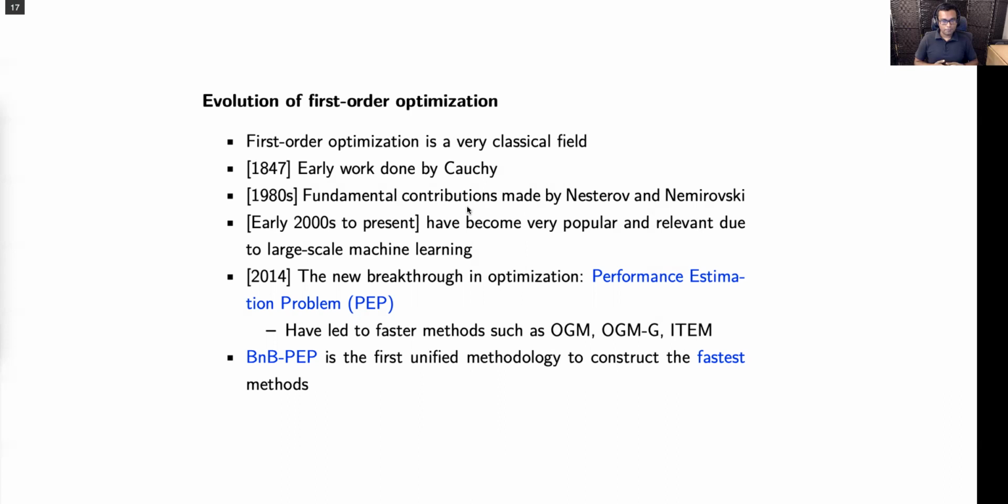Now, the paper that I'm going to talk about is BnB-PEP. This builds on top of something called PEP, which is the performance estimation problem. In my opinion, this is a new breakthrough in optimization. I will briefly talk about what the performance estimation problem is about. This has led to many faster methods, such as OGM, OGM-G, ITEM, and so on. And where does BnB-PEP fit in this landscape? BnB-PEP is trying to do a bit more. It's trying to find the fastest method.